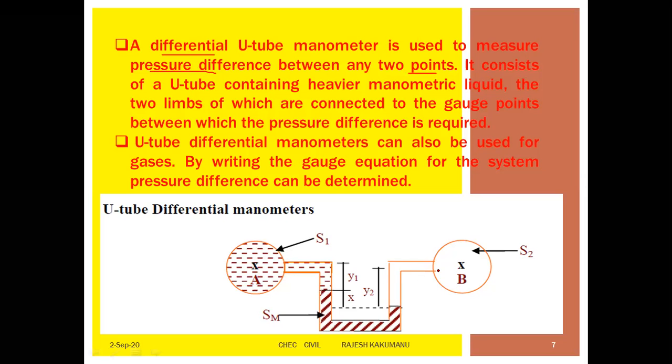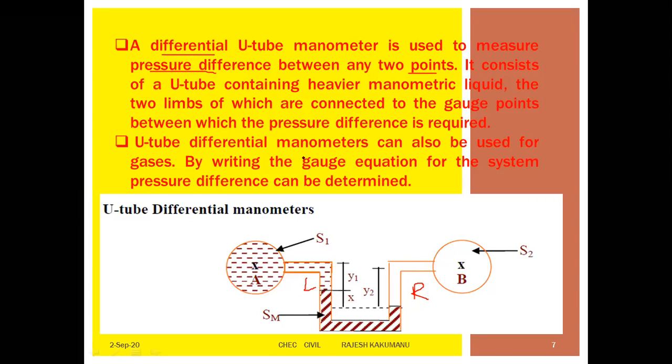These are the 2 points where you have to measure. It consists of a U-tube containing heavier manometric liquid, the two limbs of which are connected to the gauge points. What are the two limbs here? This one is the left hand side limb, and this one is the right hand side limb. The two limbs are connected to the gauge points between which the pressure difference is required.